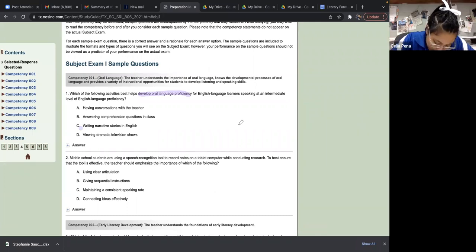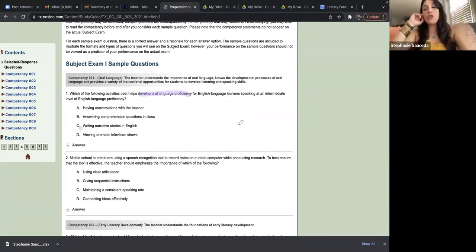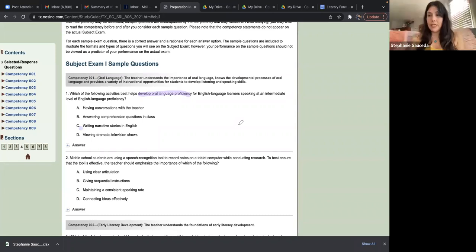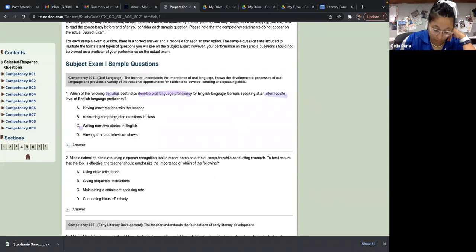It's not. So make sure that you identify within the question and or scenario what exactly, in a specific way, dealing with language. And competency one is oral language. Are they looking for oral language? Are they looking for reading? Are they looking for writing development? Like, what is the question asking for? So we're looking for activities that develop oral language proficiency for English language learners at intermediate level.